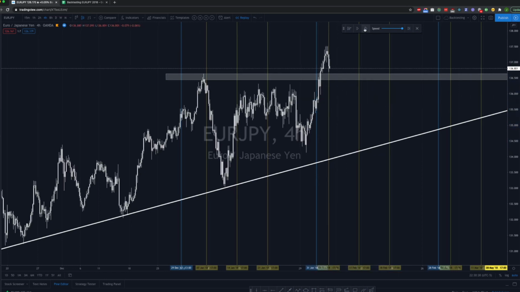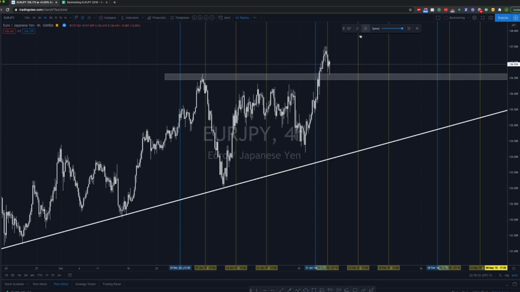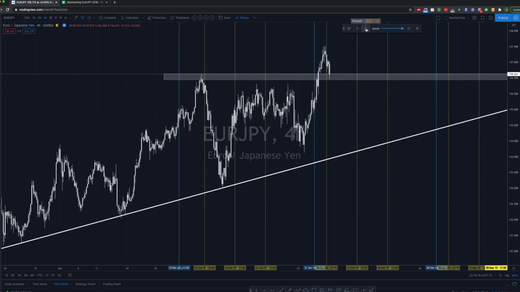So let's just see what it does with my level here. So it kind of dipped in, rejected it. It came deeper into it. Maybe some signs of rejection on the lower time frame.